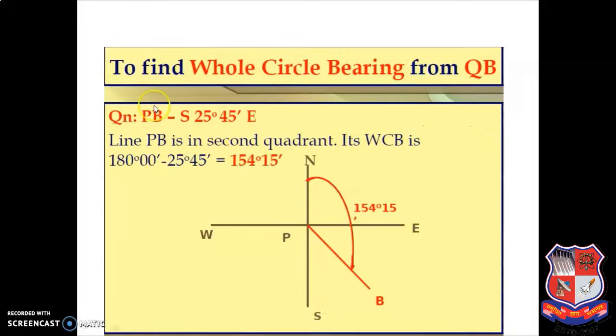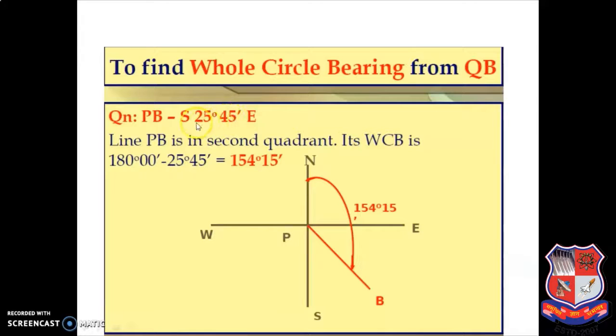Now the second question: line PB is given and your QB is south 25 degree 45 minute east, and you have to convert this value into WCB. It is the vice versa process, dear students. Up till now we have seen 4 examples in which you have to calculate RB and WCB is given. Here RB is given and you have to calculate WCB, and we have already seen one example of that, and this is the second example.